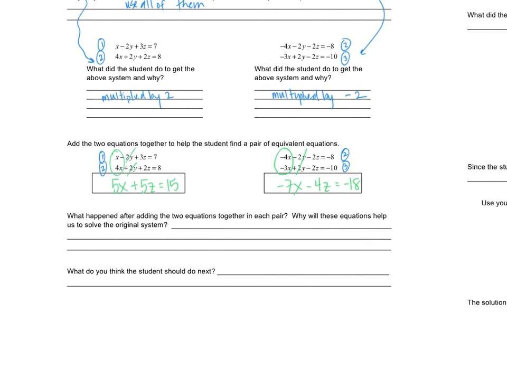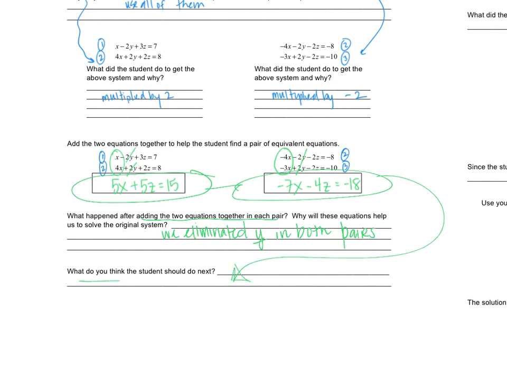So what we've done, once we add the two equations together, we eliminated y in both pairs. And that's really important that it's the same variable, because now look what happened. We're going to be able to take these two new equations, and it says, what do you think we should do next? Well, we should solve this new reduced system. So it's not that new, it just looks different because we're able to eliminate the variable y.